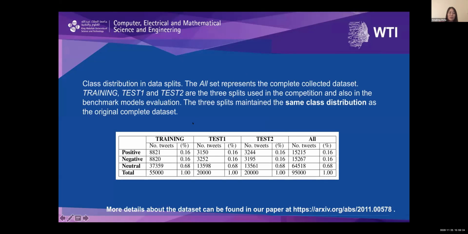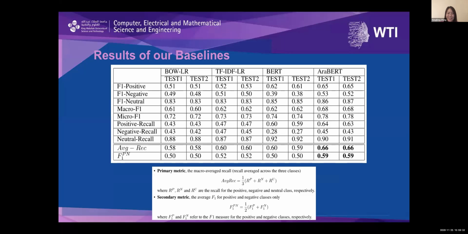Again about the metric: you cannot choose, it's us. We will use average recall. If there are several teams with the same average recall, then we consider the secondary metric. You cannot choose. It's us who decide these two metrics to be used for ranking the teams.